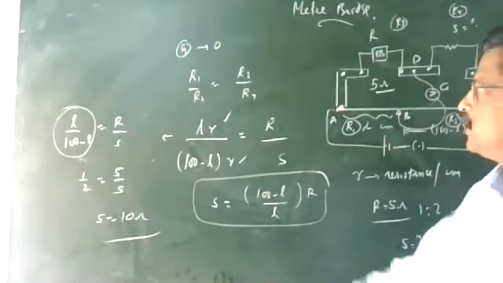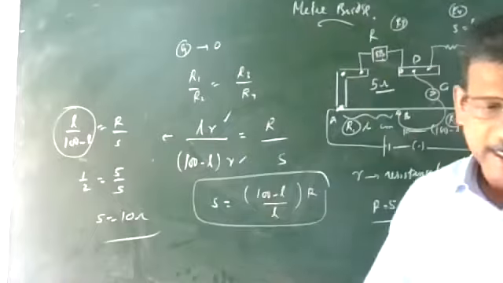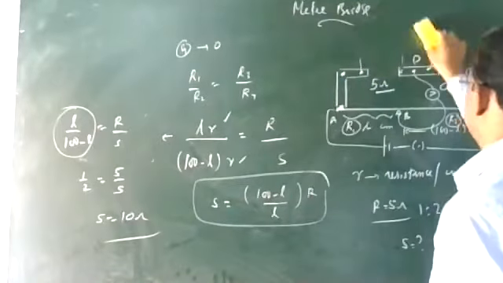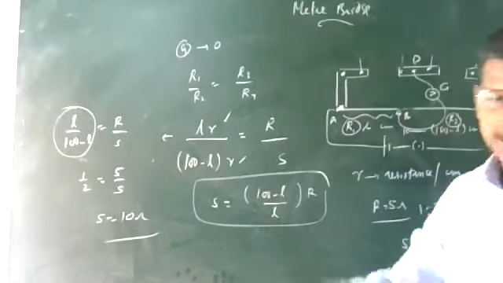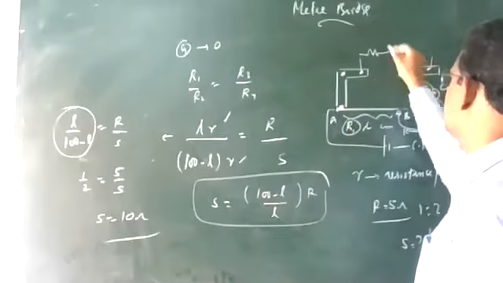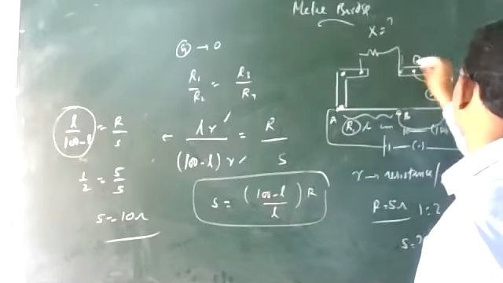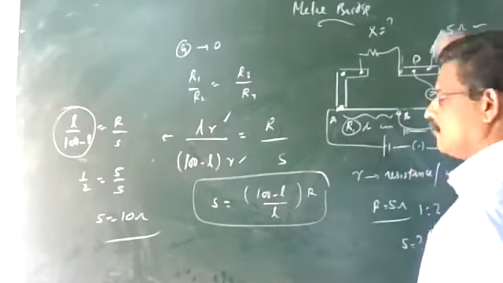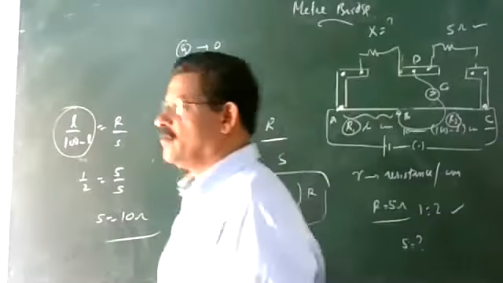Suppose in the same question, S is connected in the left gap. Suppose we are connecting S in the left gap. What will be the answer to that? So you can interpret the connection as per this: this is unknown resistance X, and here a 5 ohm resistance is connected. What will be the value of X? How do we calculate that?